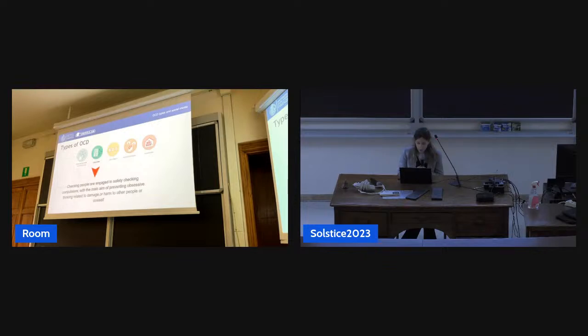While in the checking type, people are engaged in multiple safety checking compulsions, such as checking that family members are safe or that doors and windows were closed. Here, the main aim is to prevent obsessive thinking related to major harm to oneself or to one another.